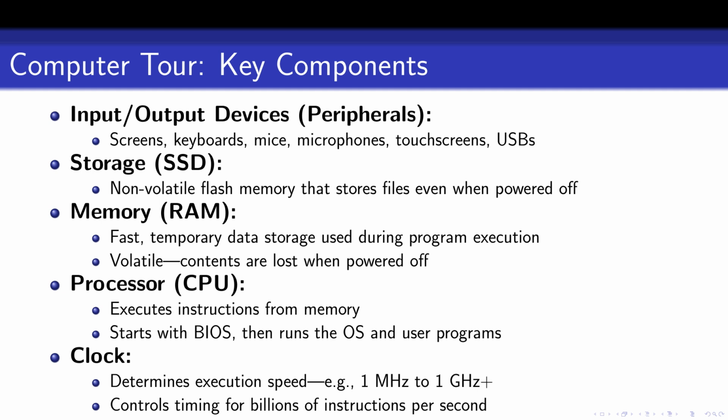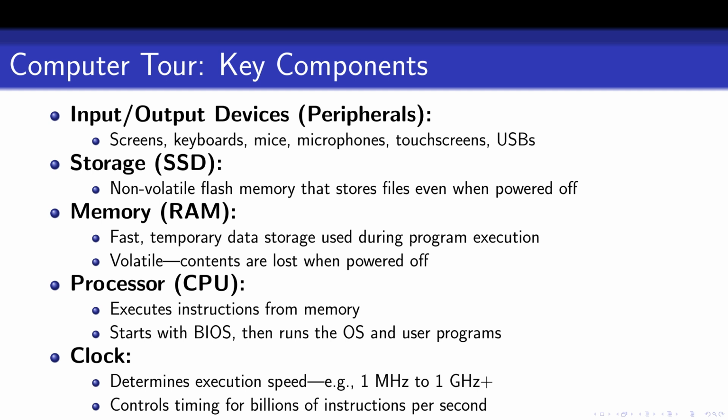Let's now explore what's actually inside a computer. A modern computer is made up of several key components. First, there are input and output devices, things like screens, keyboards, mice, microphones, and speakers. These are how users interact with the machine. Storage is another major part. Most modern computers use solid-state drives, or SSDs, which store files, programs, and other data.